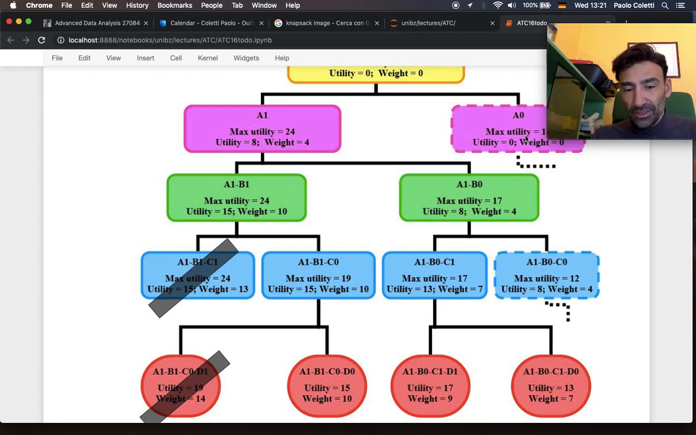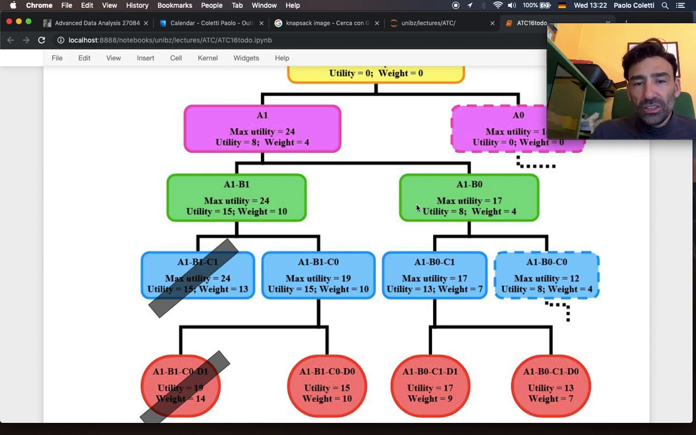Other 2 leaves were saved by not examining this one, and other 2 leaves were saved by not examining this one. So 2, 4, and 8. So we saved 12 leaves examination, and we examine only 4 leaves. Okay, we have to examine also the intermediate cases, but usually if you have several items, this tree goes down very fast. It's the number of leaves which can be terrible. So it saves you from examining a lot of leaves and can save you time.